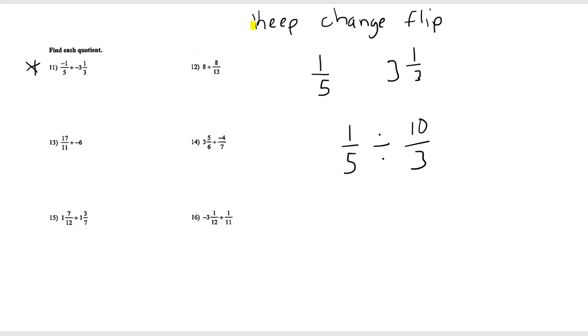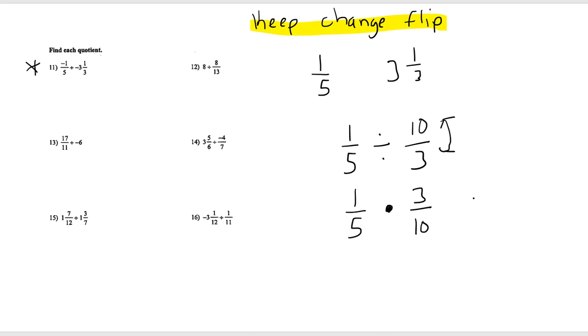So from here, we are going to keep, change, flip. We're going to keep the first fraction the same. We're going to change the division to a multiplication sign, and then we are going to flip the second fraction. Okay, so remember, when you're dividing fractions, you're really just multiplying by the reciprocal of the second fraction. And the reciprocal just means that the numerator became the denominator and the denominator became the numerator.